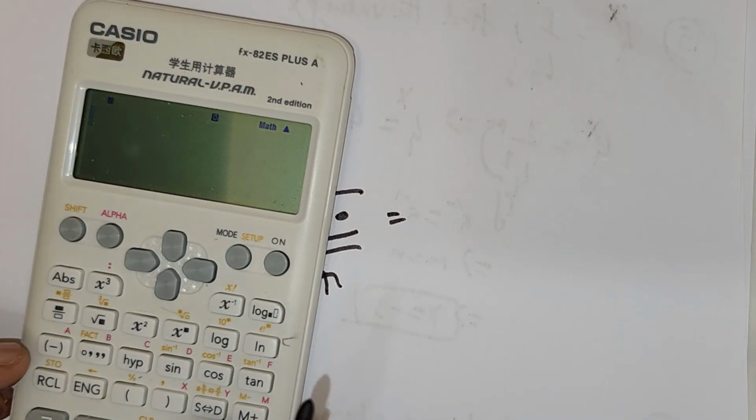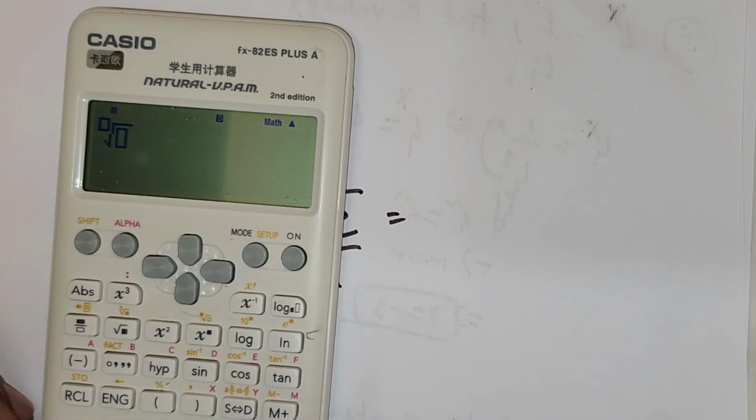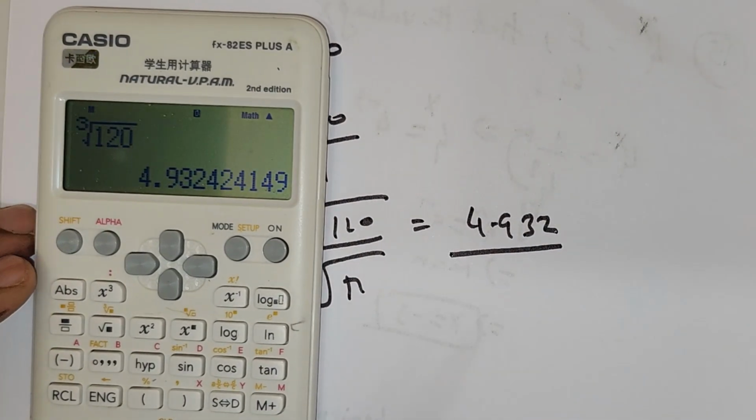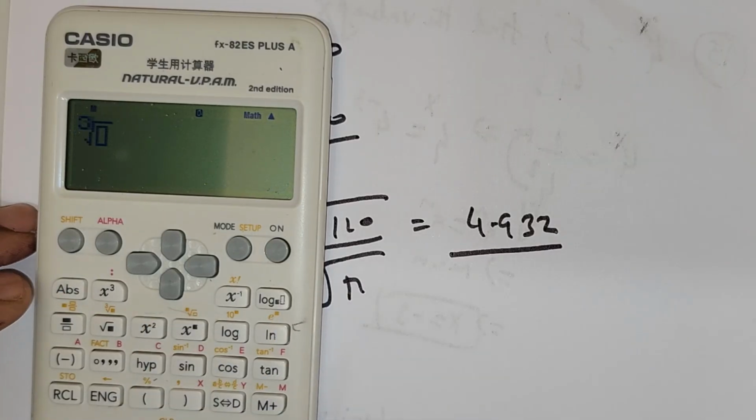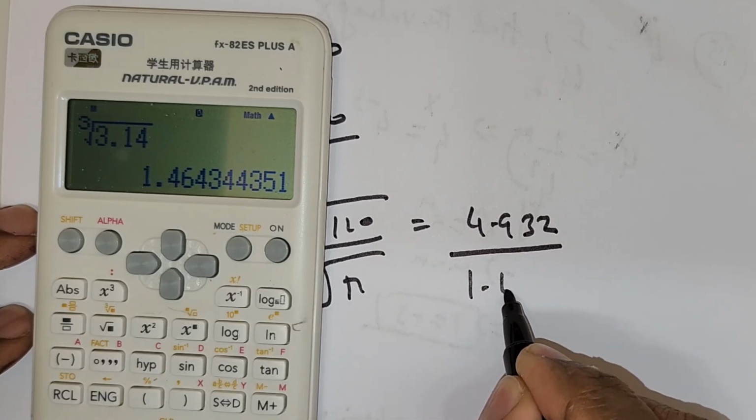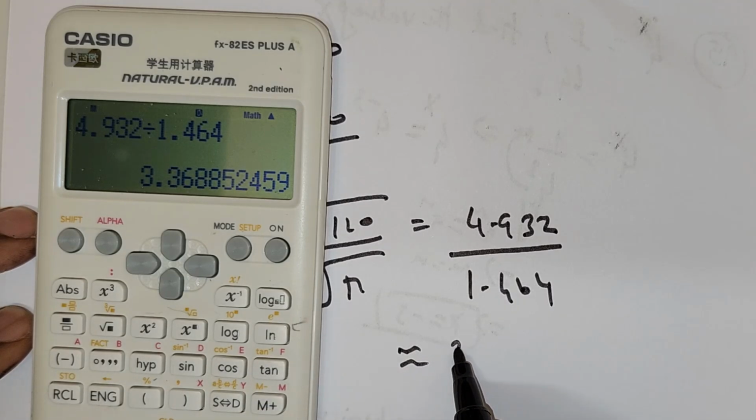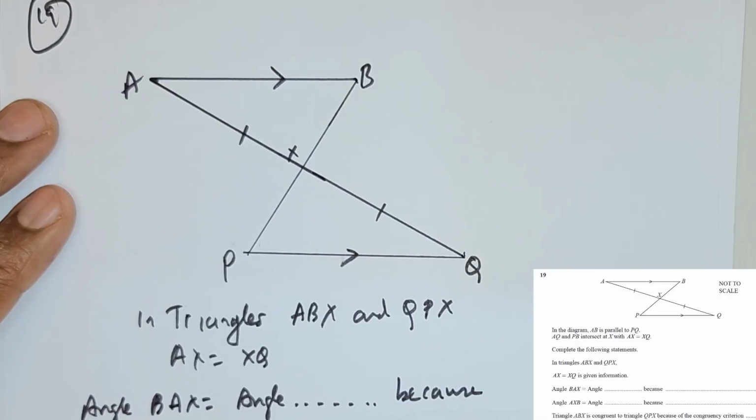Now third root of 120, that is 4.932, and third root of 3.14, that is 1.464. So 4.932 divided by 1.464, that is giving you an approximate value of 3.3689, or this is 3.37. Students, this is question number 19.